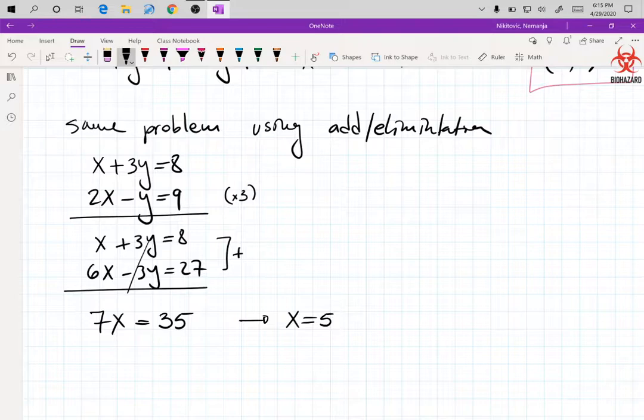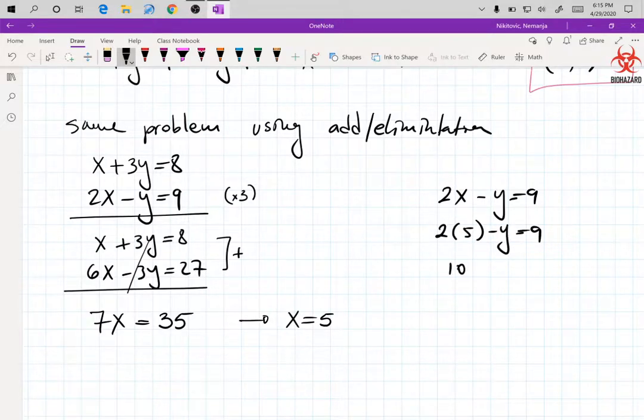And you can do that in any equation on the screen. Whatever, doesn't matter. So maybe you can pick from the second equation, 2x minus y equals 9. That's 2 times 5 minus y equals 9. That's 10 minus y equals 9. And y equals to 1, because 10 minus 1 is 9, right?